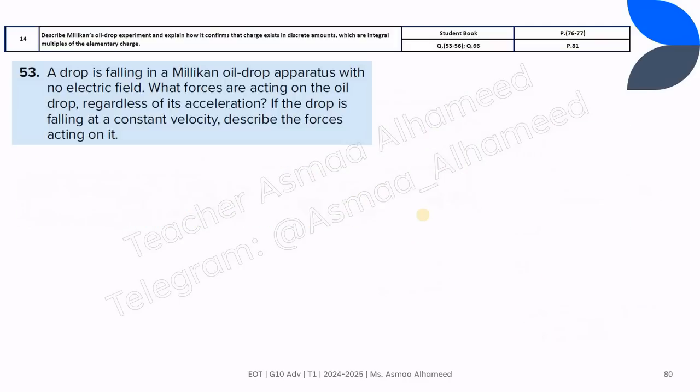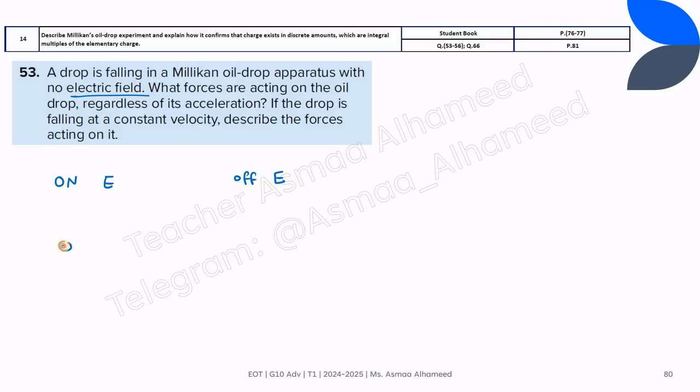Let's see this question. A drop is falling in Millikan's oil drop apparatus with no electric field. So if there is no electric field, then what are the forces that are acting on the oil drop regardless of its acceleration? If the drop is falling at a constant velocity, describe the forces acting on it. So first we will discuss when you have electric field. The second, when there is no electric field.